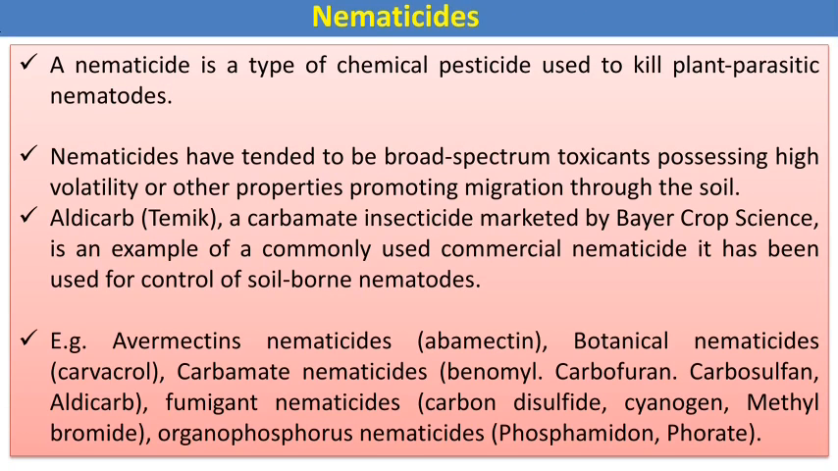Next are nematicides. This nematicide is mostly used to control nematodes. This is nothing but a non-insect pest. Mostly carbamate insecticides are used as nematicides.